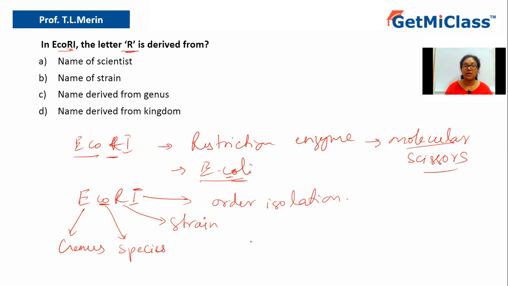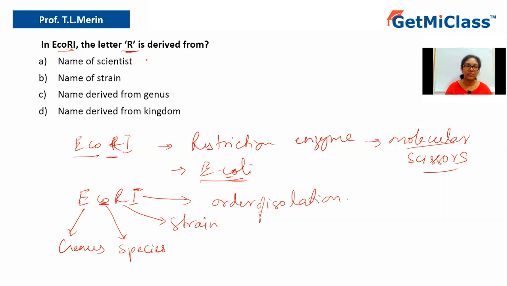So you may have EcoR2, EcoR3, etc., based on the order in which they were isolated. So this is how they are named. The E is derived from the genus, the next two letters CO are derived from the species, R is derived from the strain, and the Roman numeral is derived from the order of isolation. So here the question says, in EcoR1 the letter R is derived from.